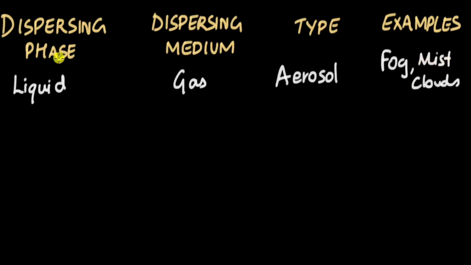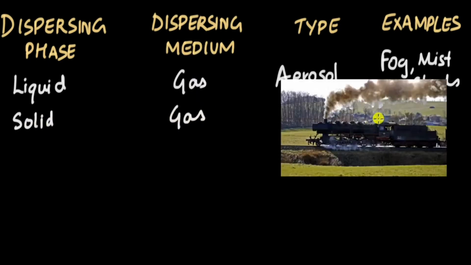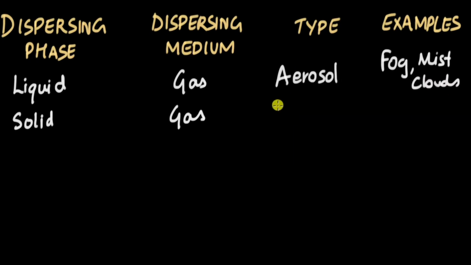Now let's take the dispersing phase as solid. So the solute-like particles are solid and the dispersing medium is gas. In this case, what you get is smoke, or exhaust fumes coming out from trains or cars. And this type of colloid is also called an aerosol. So you have examples like smoke and automobile exhaust fumes.